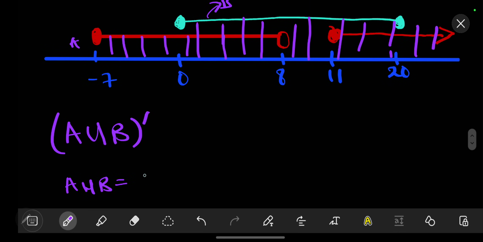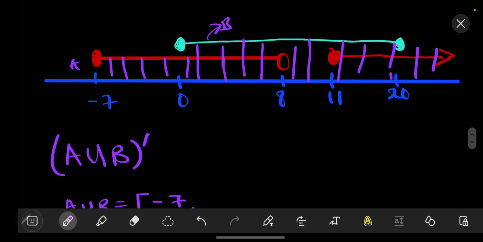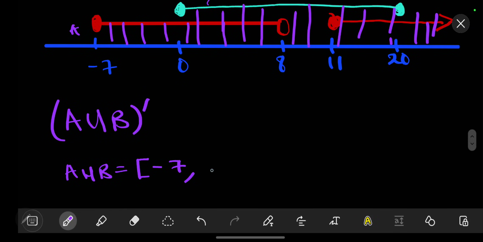So my A union of B should be equal to, beginning at -7. We include -7, then comma. Now this continues, since A is continuing from 20 to positive infinity, it simply means that even here we put positive infinity because union means combine. That is how you go about that.